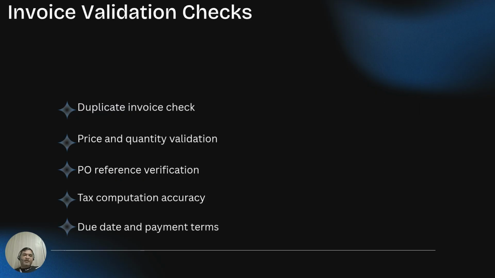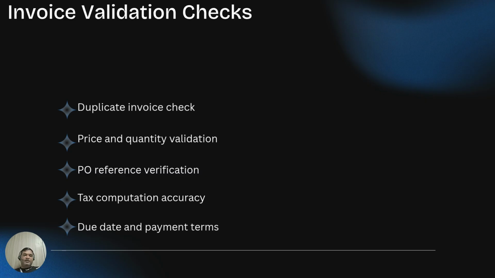When you are processing an invoice, what are the important validations that someone should be doing? The first one is the duplicate invoice check. You should always make sure that the invoice is not entered twice, because if you process a duplicate invoice, there's a potential chance of making two payments for just one invoice. The other validation is price and quantity validation.